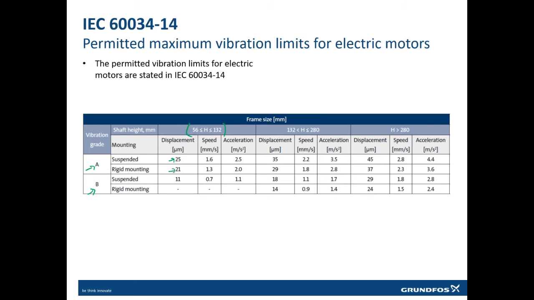For rigid mounting, this is allowed. For B, suspended is allowed in this 11, and rigid mounting, no vibration is allowed. That means vibration grade B is a more strict grade.